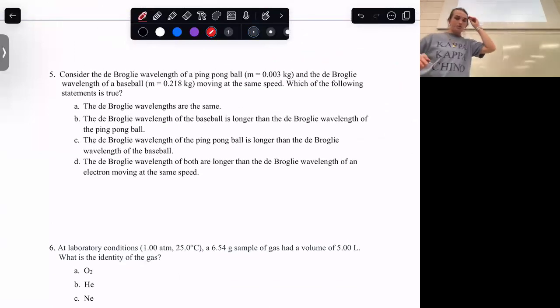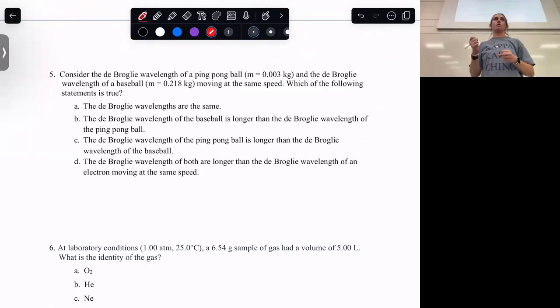Okay, great question. So question 5: consider the de Broglie wavelength of a ping pong ball and the de Broglie wavelength of a baseball moving at the same speed. Which of the following statements is true? So what is the equation for the de Broglie wavelength? H over m v. Perfect. And what are the units here?